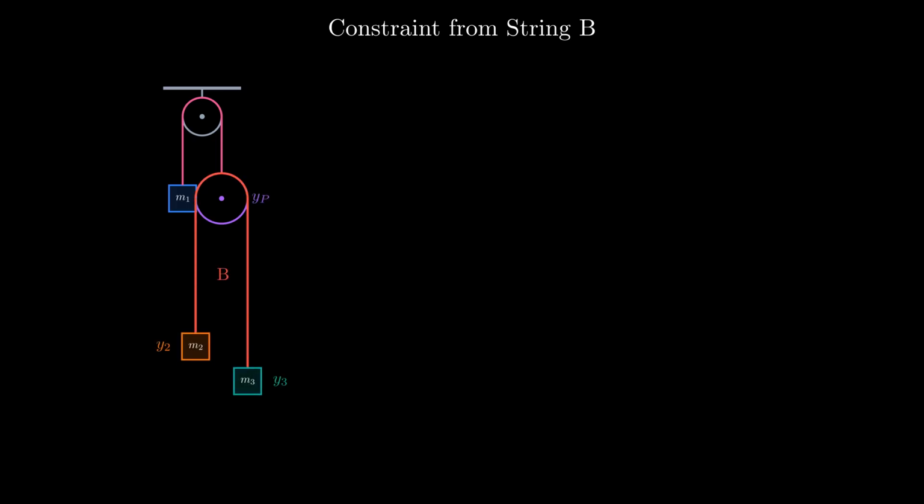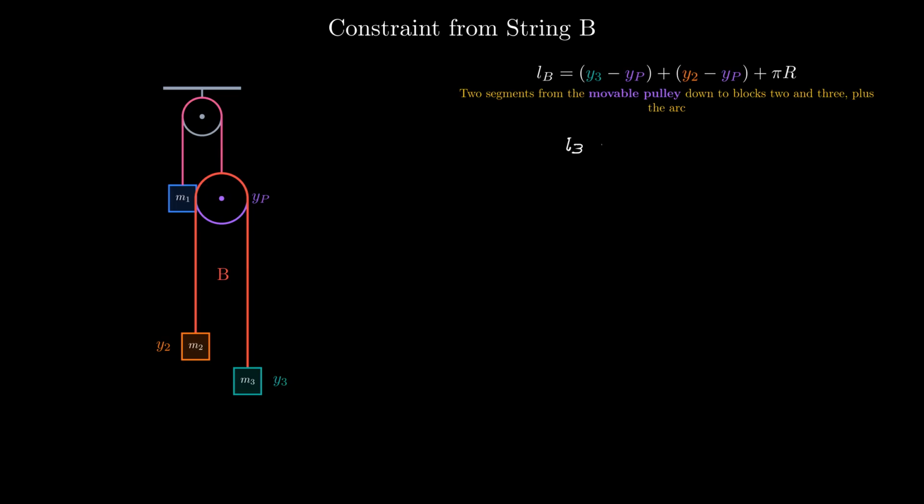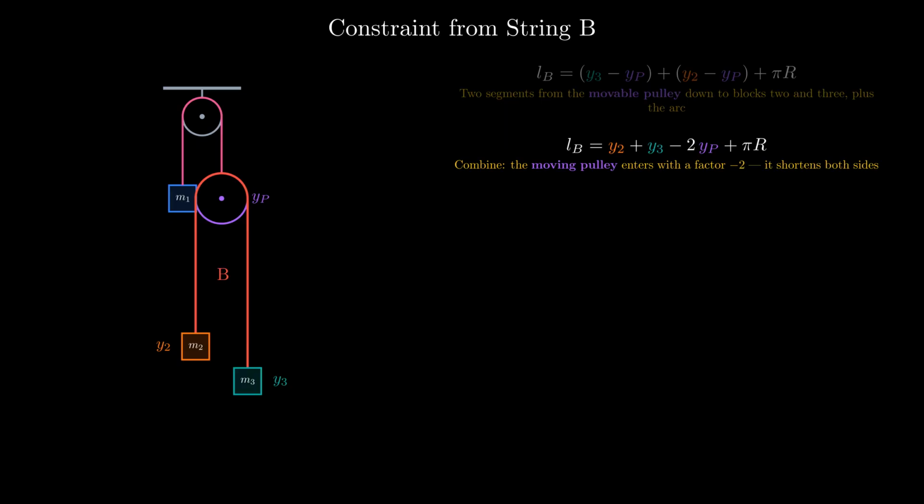String B is more interesting because it runs over the pulley that moves. It goes from block 3 up around the lower pulley and back down to block 2. Measured from our origin, the two hanging segments are y3 minus y sub p and y2 minus y sub p, plus the arc pi times r. Add them together. The length of string B is y2 plus y3 minus twice y sub p plus pi times r. Notice the factor of 2 on the pulley coordinate. Lowering the pulley by 1 unit shortens both segments at once.